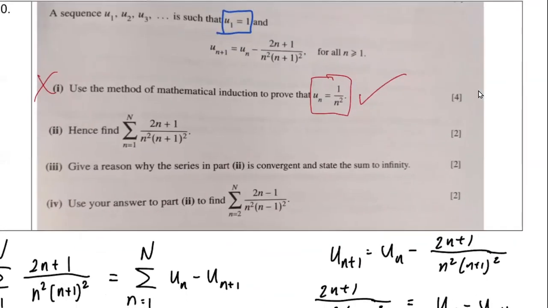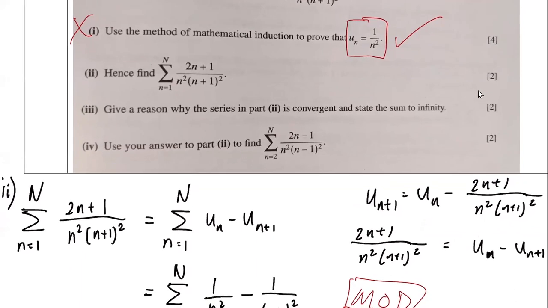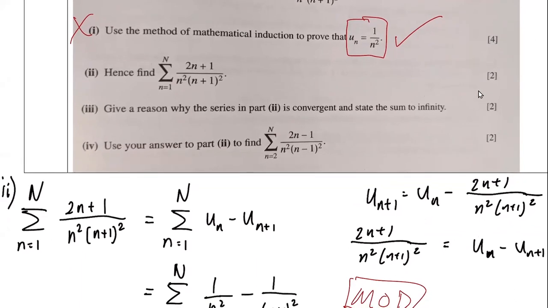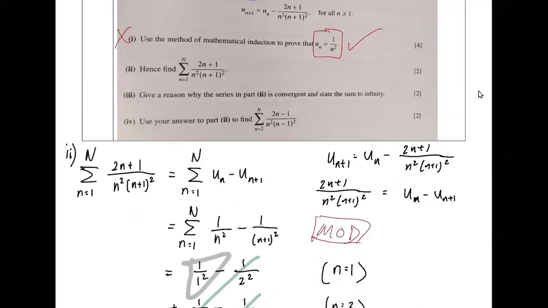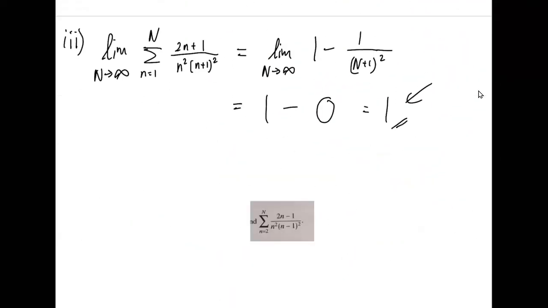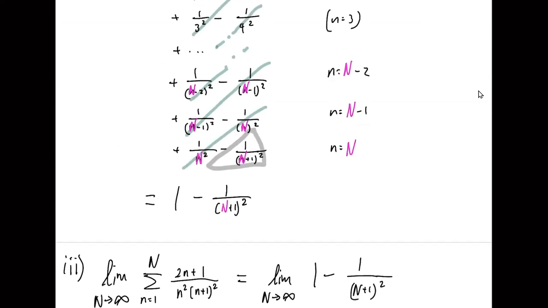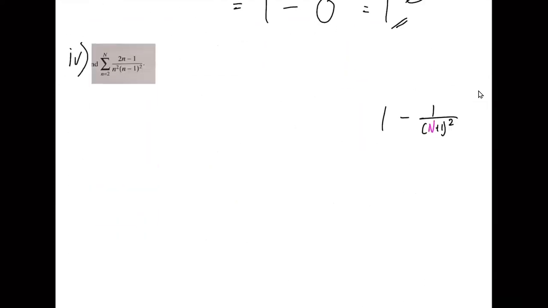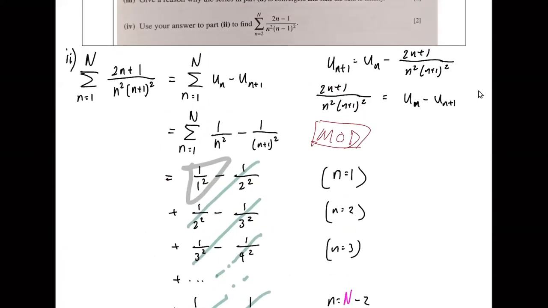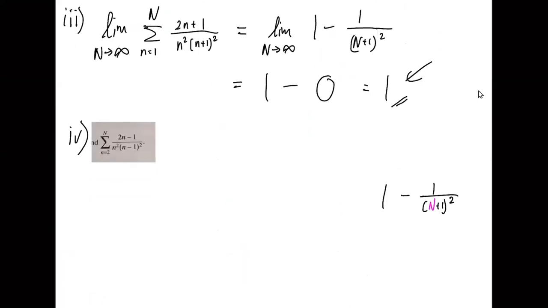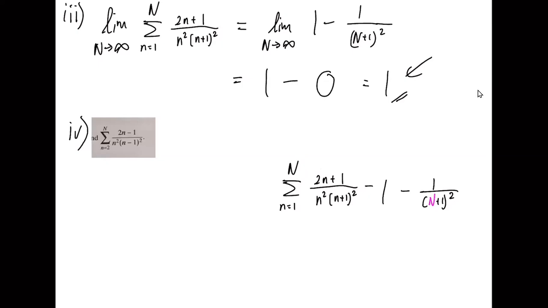How about part 4? Using your answer to part 2, find the summation of (2n minus 1) over n squared times (n minus 1) squared, n equals 2 to capital N. Okay, can. So this is what we want to find. They told us to use the answer from part 2. So that means if I just copy down the answer from part 2, I should be able to see some pattern. Let's see if there's any pattern.